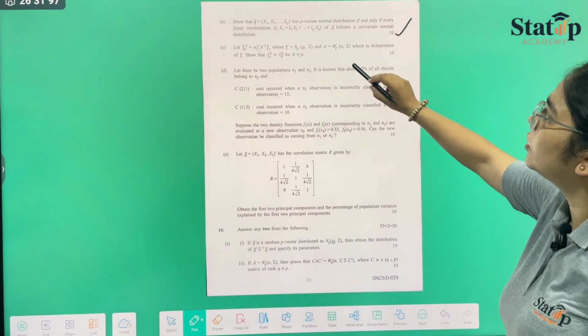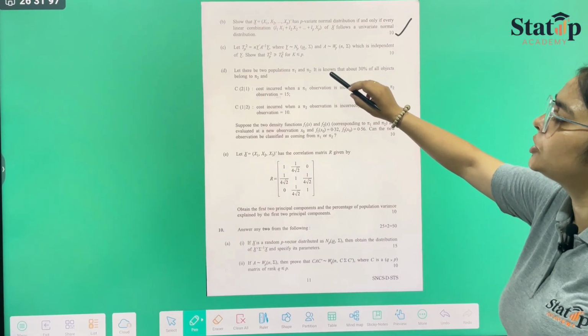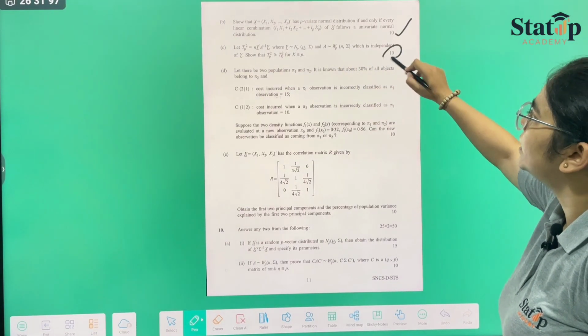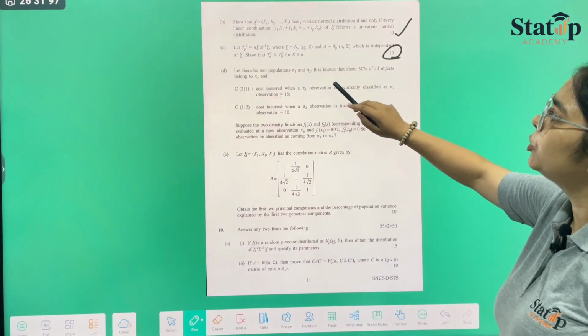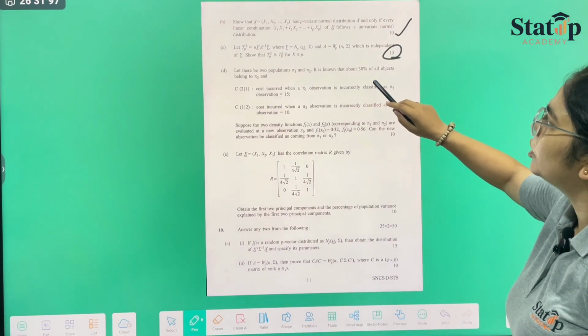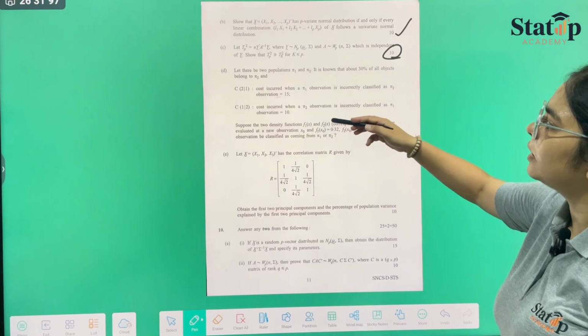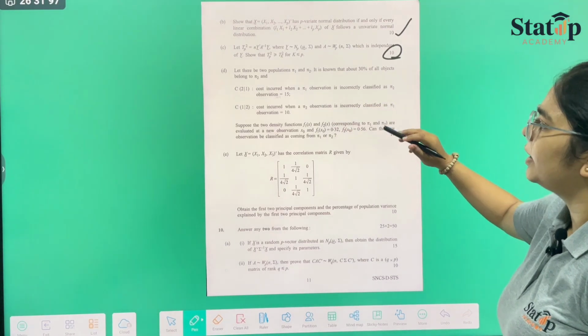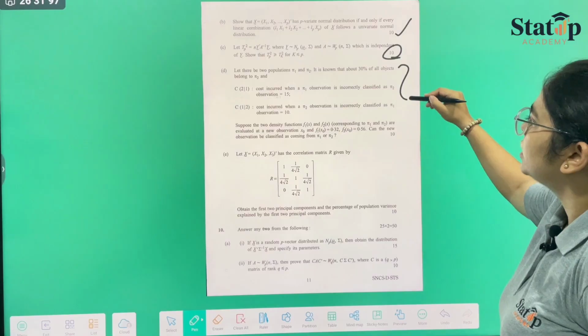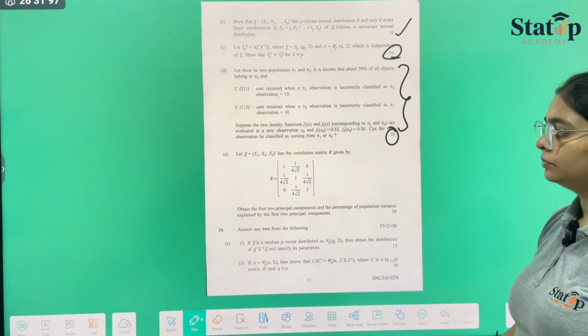Then here also we had to show that Tp square is greater than or equal to Tk square, 10 marks. And let there be two populations, pi 1 and pi 2, known about 30% objects belong to pi 2. Then cost incurred, and we had to find new observation. This whole question was also of 10 marks.